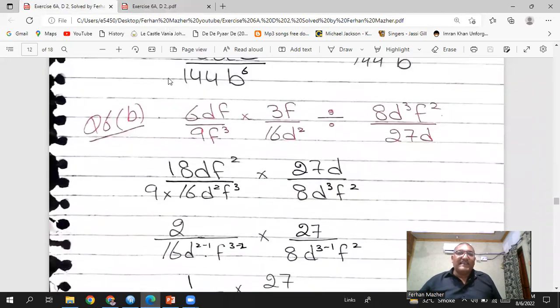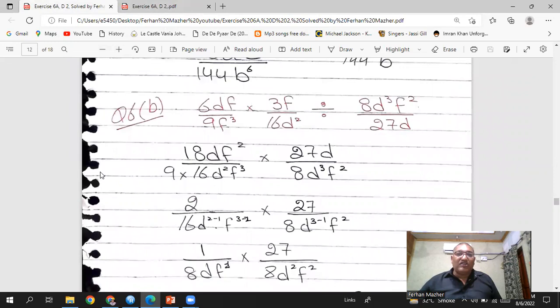Okay, so here we go. That's question number 6, the B part, and the whole question is coming up on your screen. So these two fractions are multiplying with each other. Okay, so 6 threes are 18, and d f raised to power 1, f raised to power 1, when they multiply, you will have f squared. In the denominator, 9 will multiply 16, and the d squared and the f cubed. Convert this divide sign into a multiplication sign. Here you see this fraction will flip. So 27d divided by 8d cubed f squared.